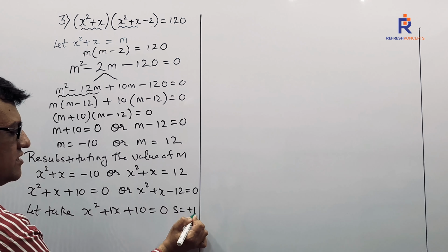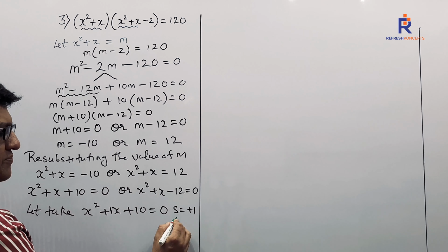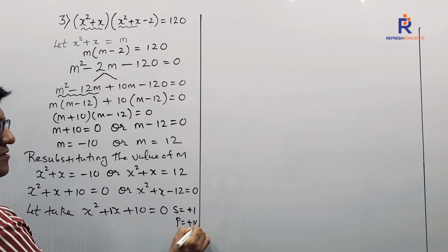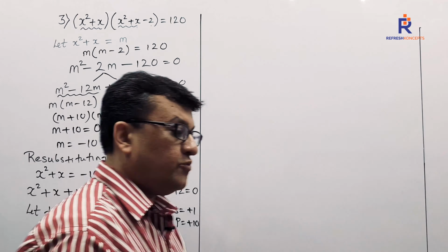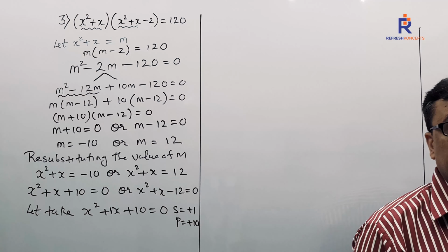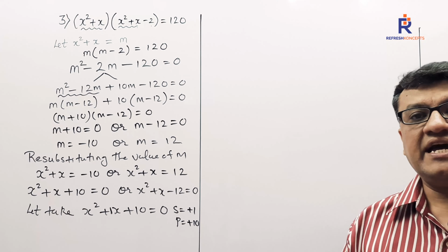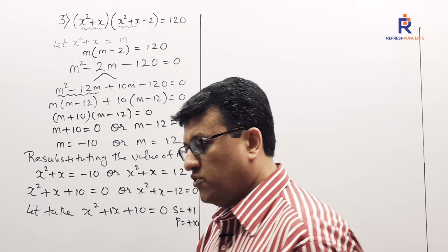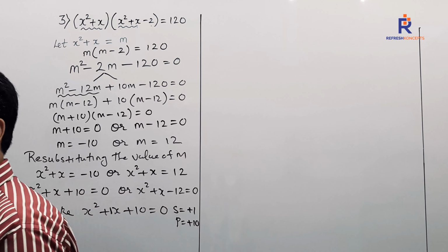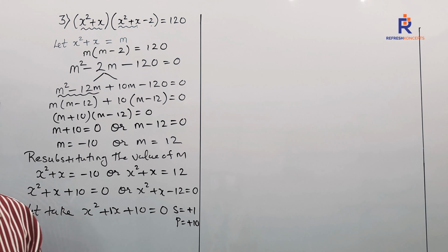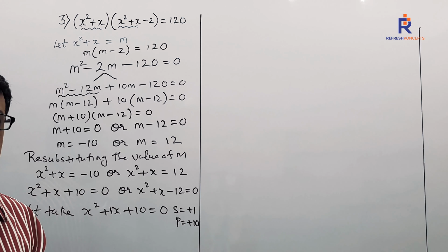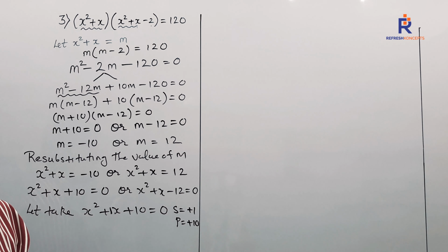What is the product? 10 into 1. Product is plus 10. Now we need two numbers whose sum is plus 1 and product is plus 10. Children, give a thought for a minute or so. You should try. Are there any numbers, two numbers, whose sum will be plus 1 and product is plus 10?